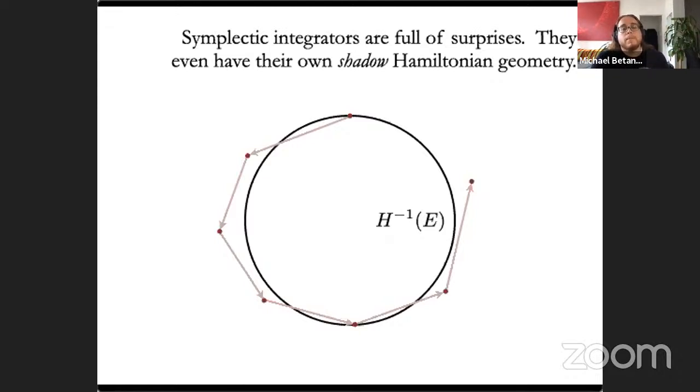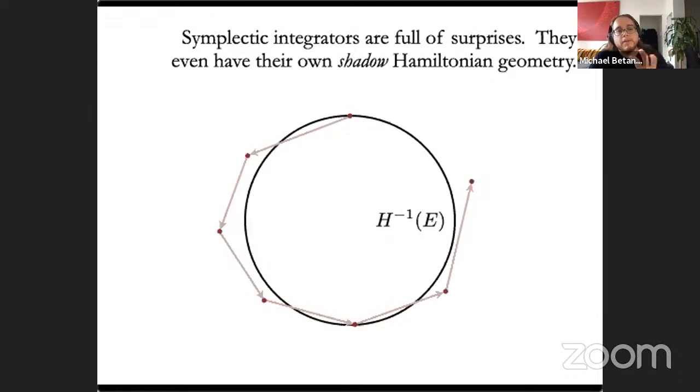So whether it stays at a finite error or not is related to the stability of the integrator. So this is a stable symplectic integrator.